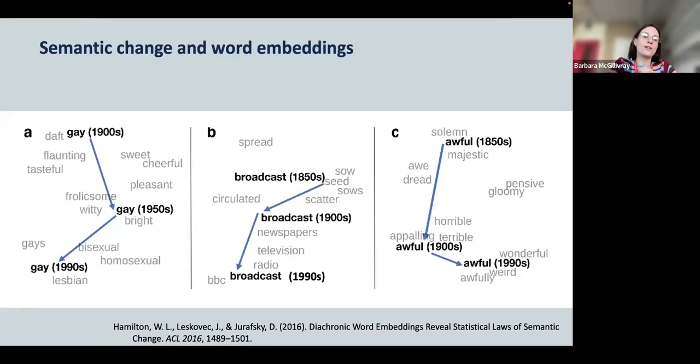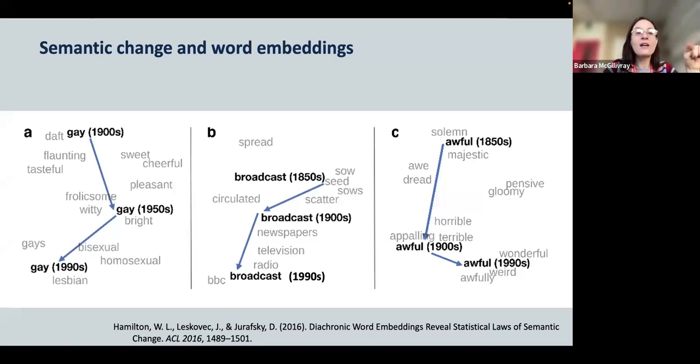The intuition was that we can trace the change of meaning of a word by looking at the embeddings of the same word over time. So here you see 3 examples of 3 words that in English changed their meaning in the past century or so. And what you can see is that each word in each period is represented by a point in space. So, for example, in the figure on the left, you see the word gay in the 1900s, then in the 1950s, and in the 1990s.